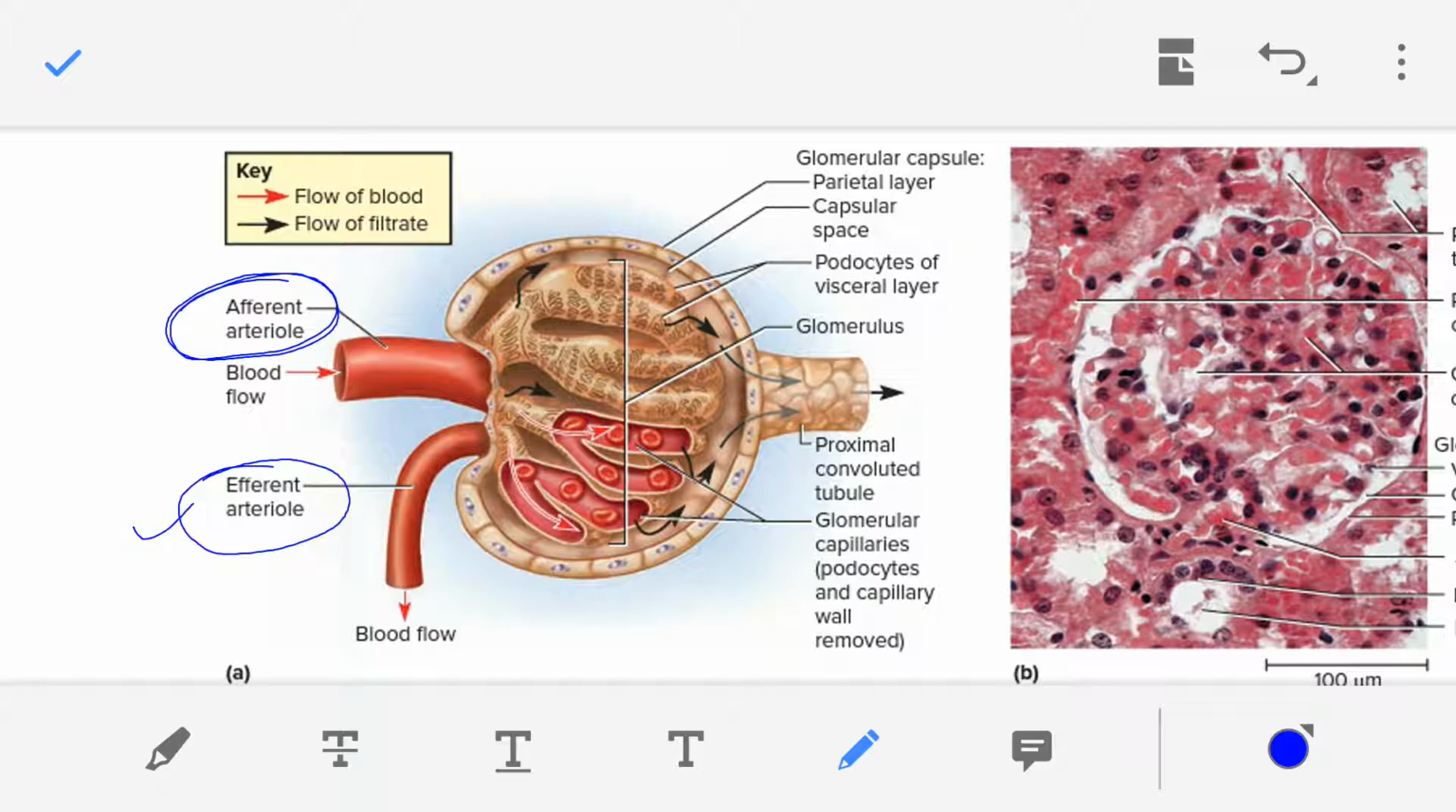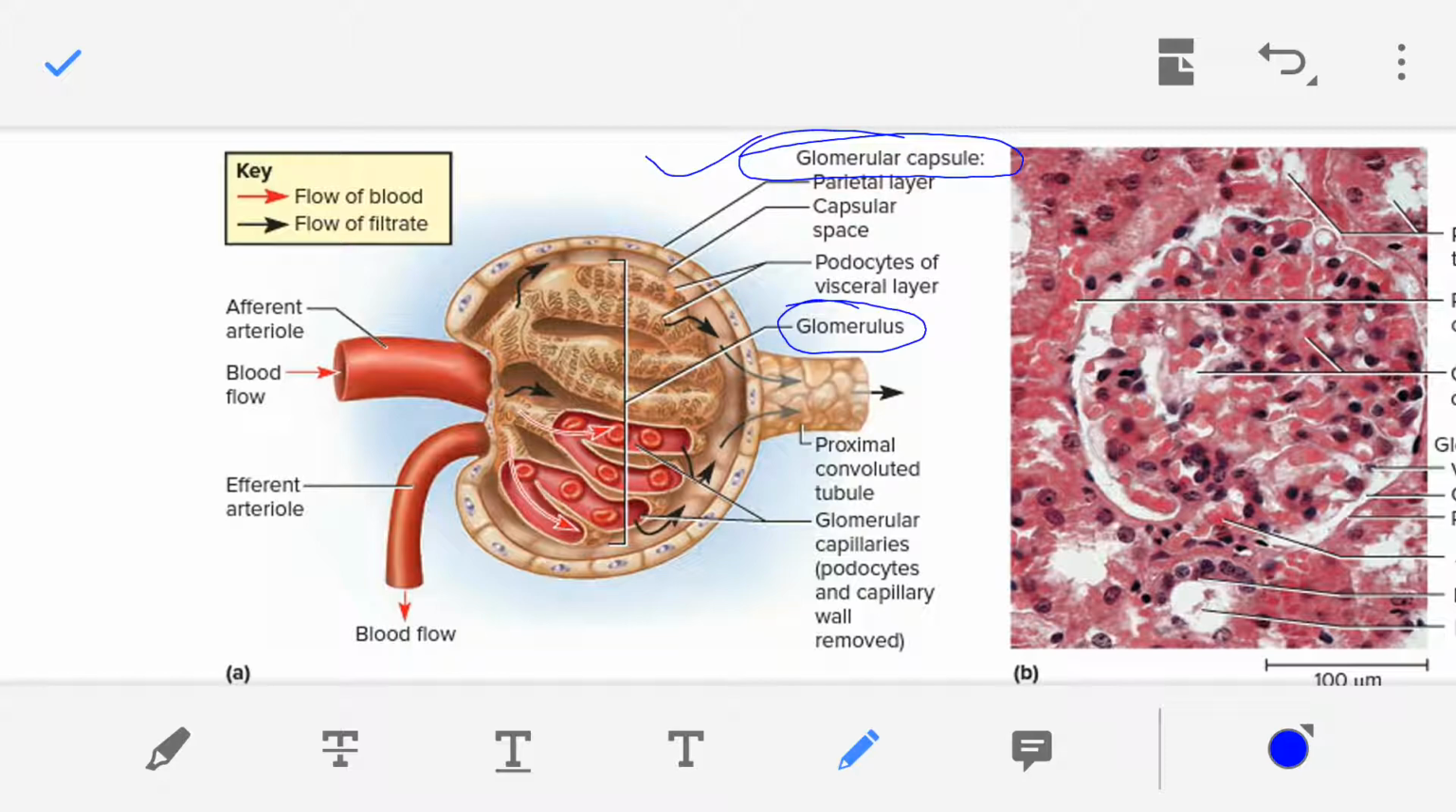Now from the afferent arteriole inside Bowman capsule there arise numerous blood capillaries, and the network of these blood capillaries is known as glomerulus. So this glomerulus fits inside the Bowman capsule. Another name for Bowman capsule is the glomerular capsule. So together this glomerular capsule and glomerulus are known as renal corpuscle.